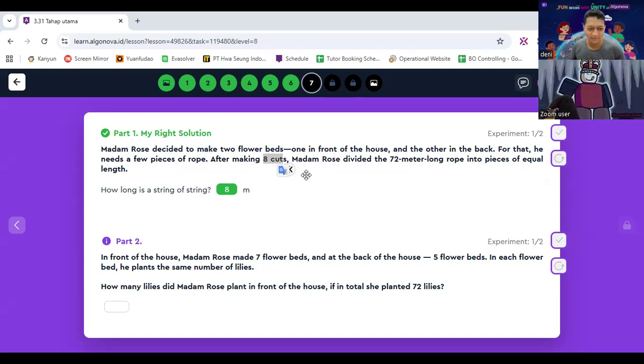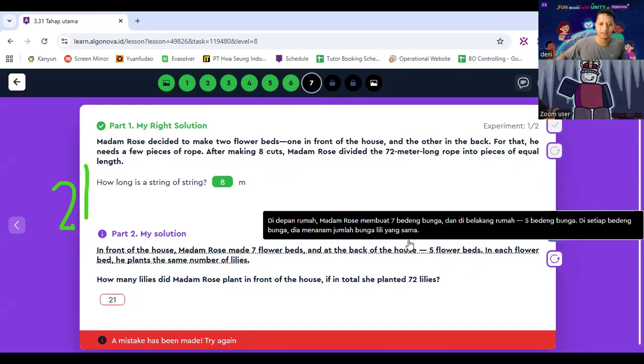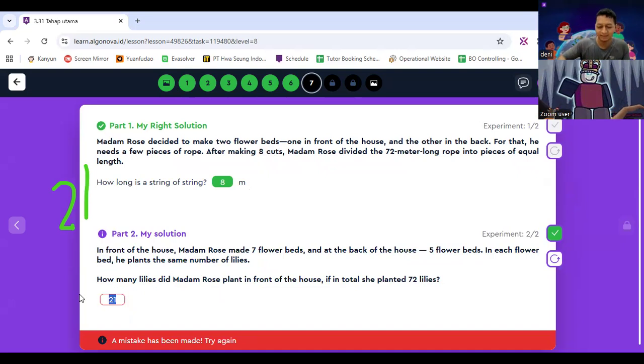Come on, it's the last question. In front of the house, Madame Rose made 7 flower beds, and at the back of the house, 5 flower beds. So the answer is 21. Let's try it out. It's incorrect. So what's the answer? Actually, it should be 42.